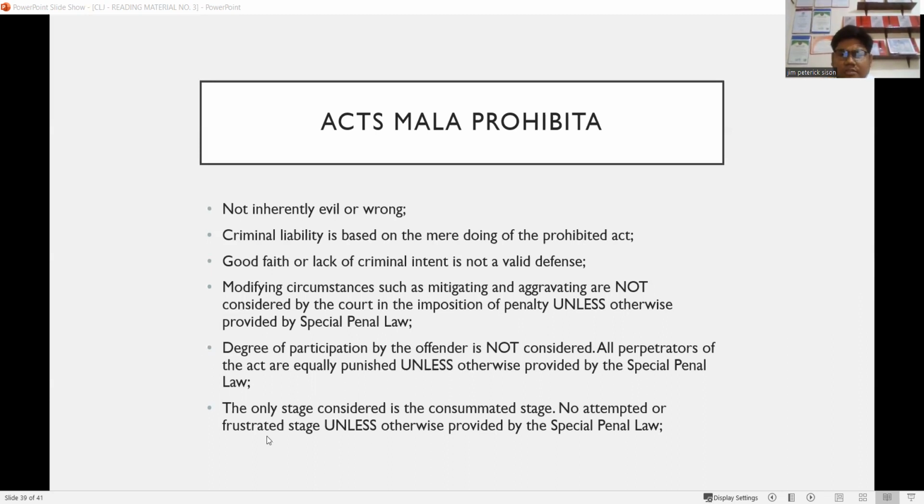And last, the only stage considered is the consummated stage. There is no attempted or frustrated stage in acts mala prohibita under special penal laws, unless, okay, the special penal law provides for an attempted or frustrated stage. So usually, Section 5 or 11 of RA 9165, okay, selling or possession of dangerous drugs, is automatically consummated.